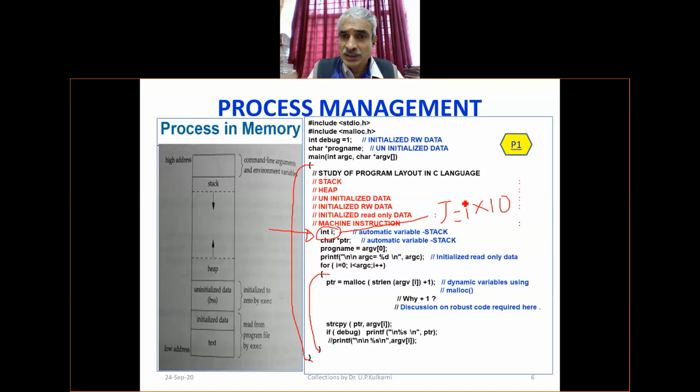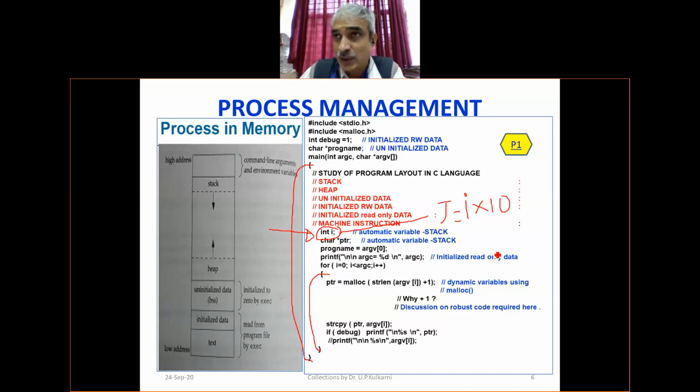J equal to this I. Please consider this as I into 10. This is my programming statement immediately after declaring this variable in this way. So what is the value of I? What is the value of j? The j value depends on the initial value of I.